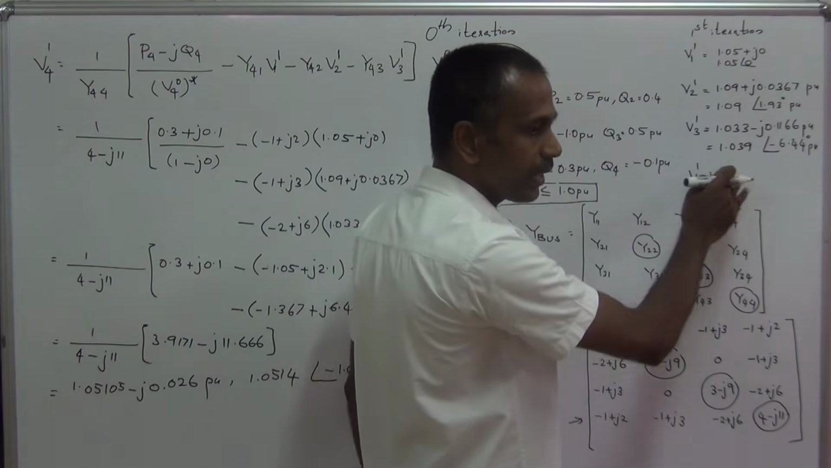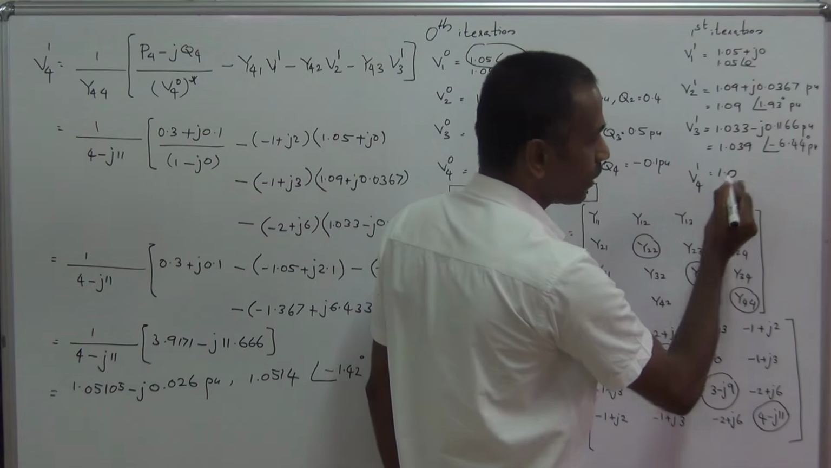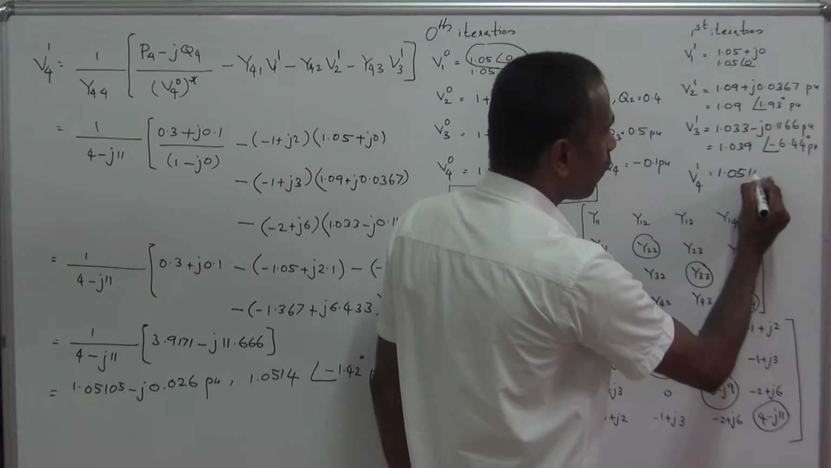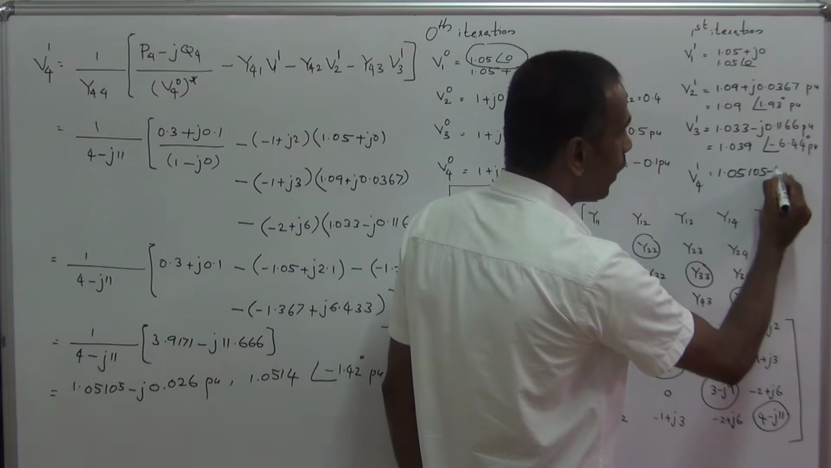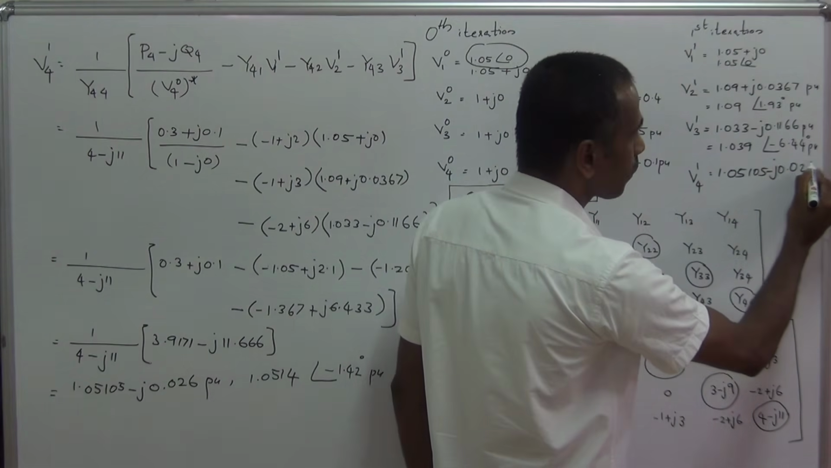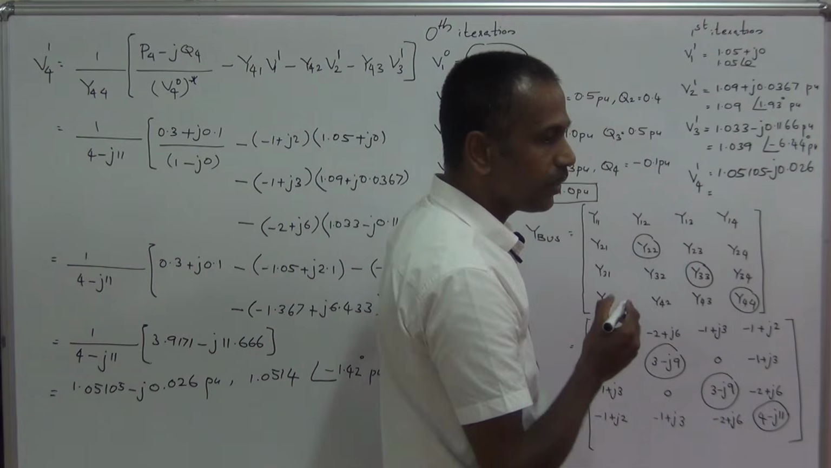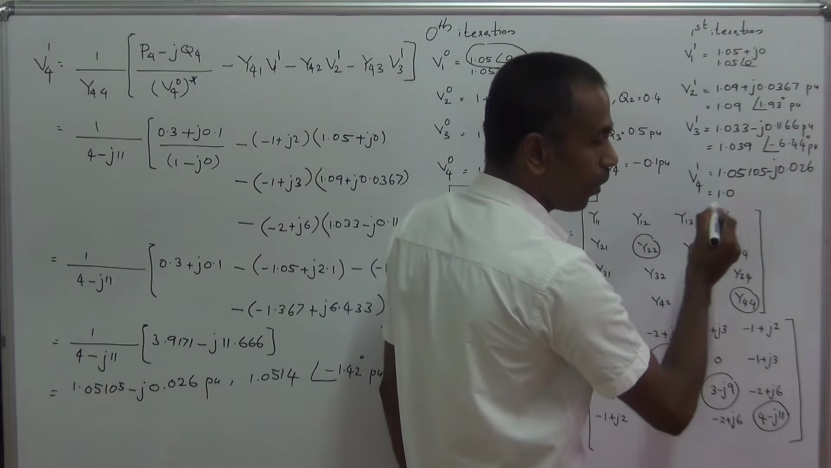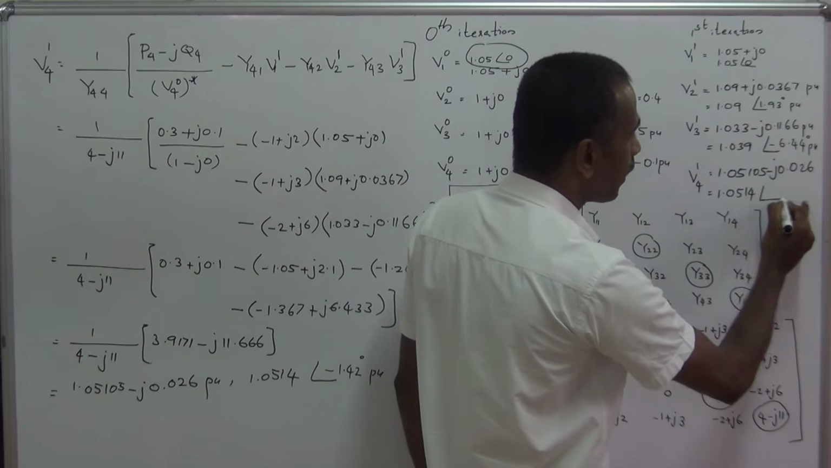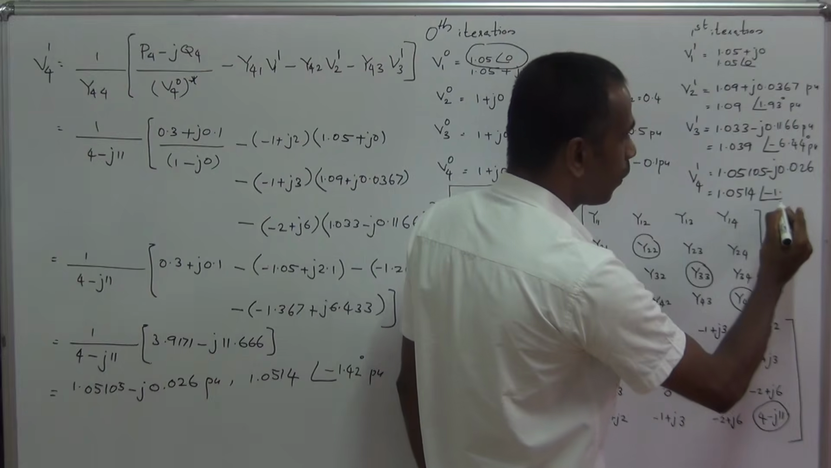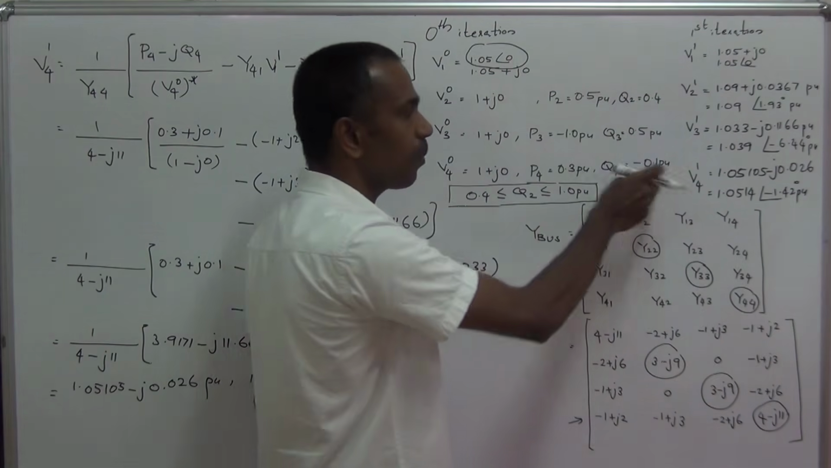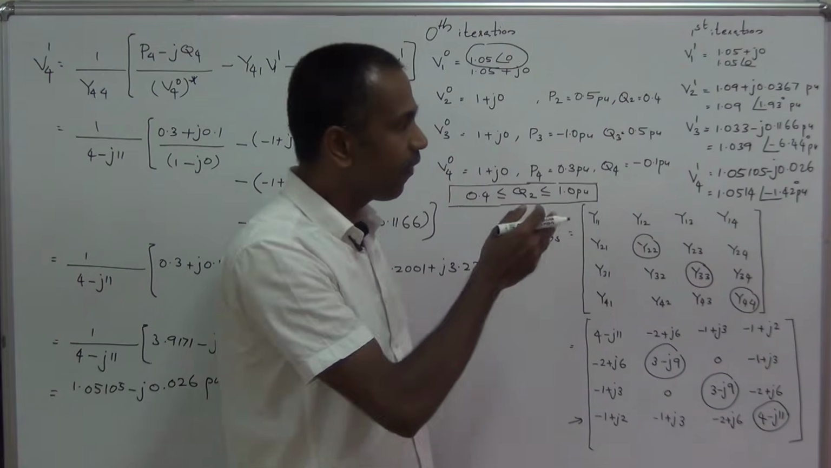Let me write the voltage here. It is 1.05105 minus j0.026. In the polar form, this is equal to 1.0514 angle minus 1.42 degrees per unit. So these are the four bus voltages at the end of the first iteration.